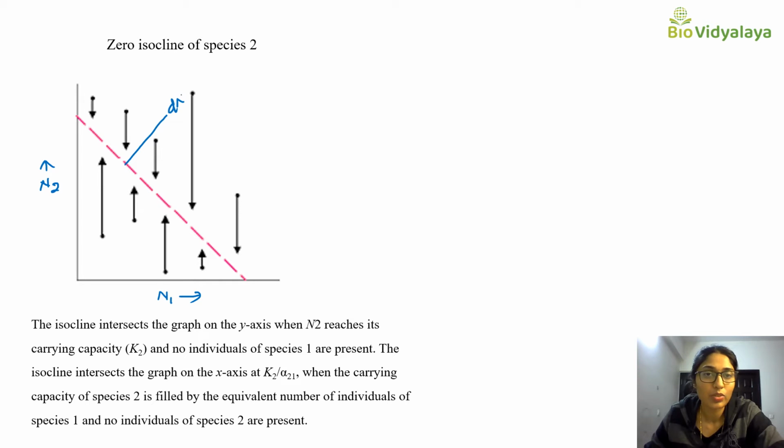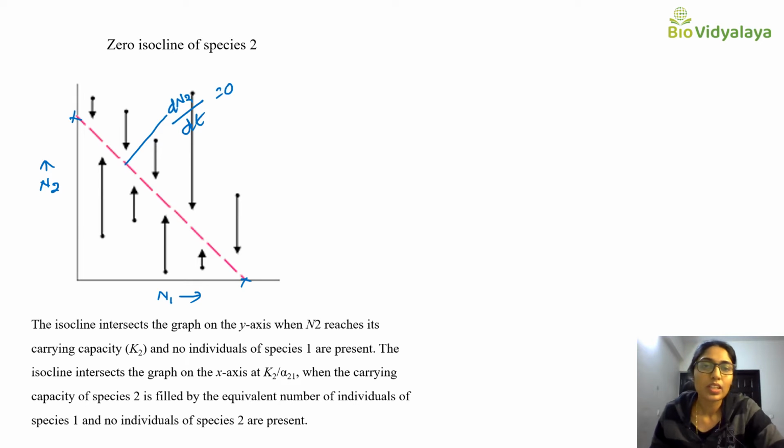Here dN2 by dt is equal to 0. This is the point where this isocline is intersecting on the y-axis, and this is the point where this isocline is intersecting on the x-axis. We have to find these values.